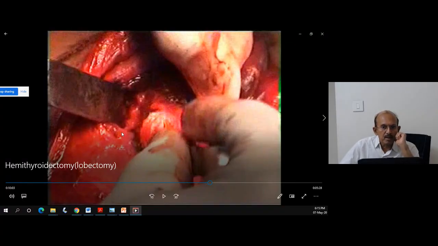You should preserve the blood supply. This small vessel is going there from the inferior thyroid artery branch. If you ligate the main inferior thyroid artery, the blood supply to this one also will be impaired. That's why you must ligate the branches of the inferior thyroid artery as close to the thyroid gland as possible, so that you can spare the vessel that's going to the parathyroid gland.